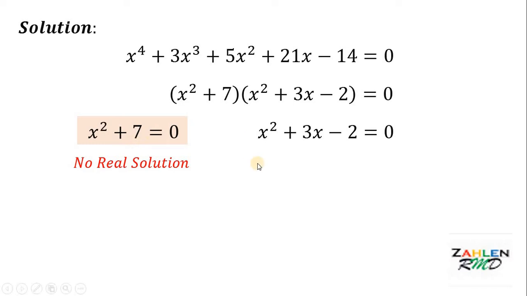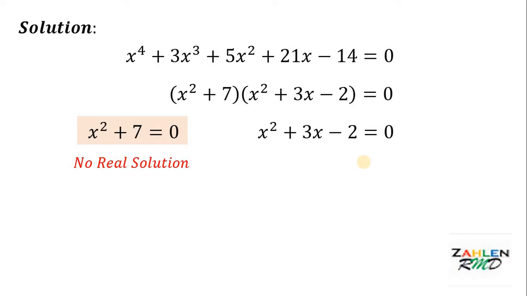Therefore, we cannot have a real solution on this factor. Now, let's move on to the other factor. x squared plus 3x minus 2 equals 0. Now, how do we know if this factor will give us a real solution? One way is to check its discriminant. We have b squared minus 4ac. And in our equation, a equals 1, b equals 3, and c equals negative 2. Now, if we find the discriminant, we get a positive number. This implies that we get a real solution to this equation.